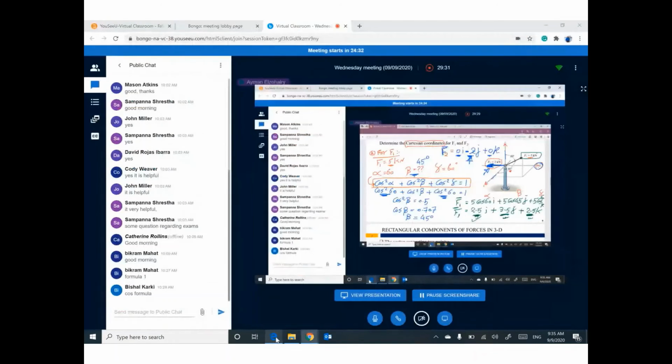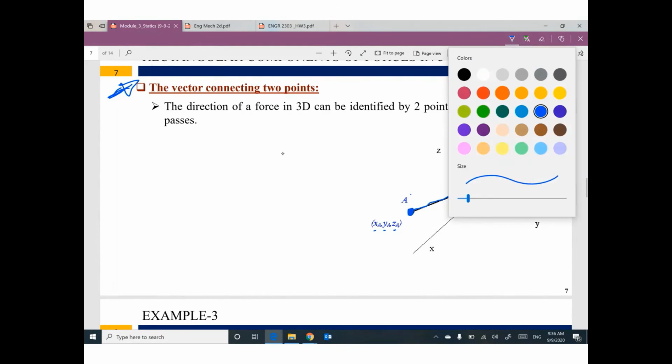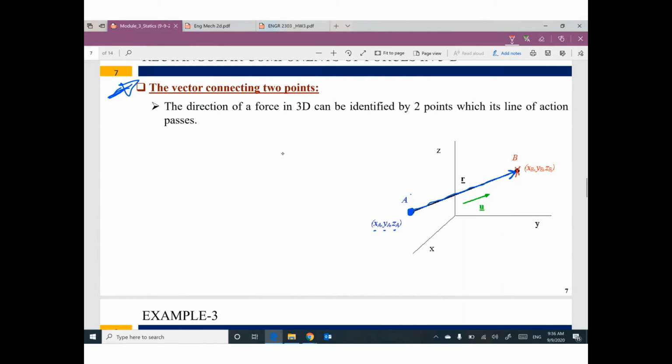Okay, second case. We have 3 cases. We will cover today 2 cases. We covered the first one. Second one. We have a force. This force is going between 2 points. I can figure out the coordinate X, Y, and Z of the first point. And I can figure out the coordinate of the second point, X, Y, and Z. We have a force. This force is going between point A to point B.